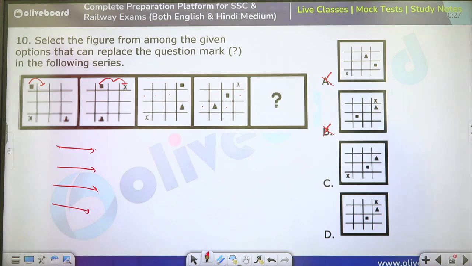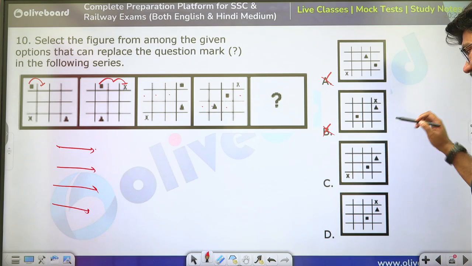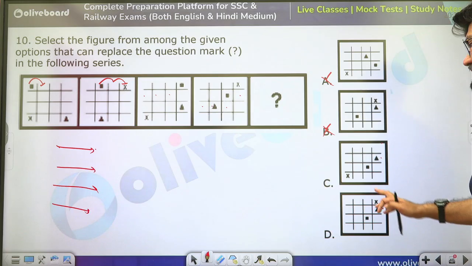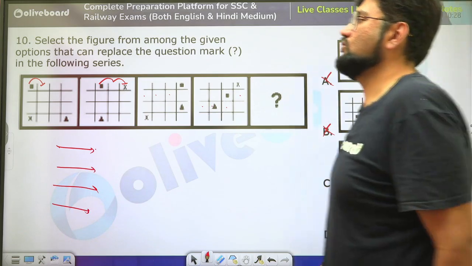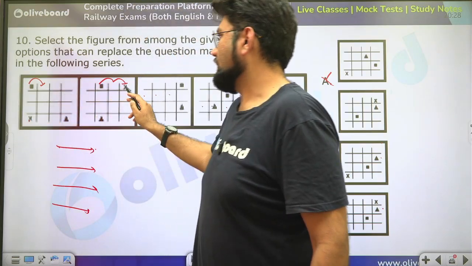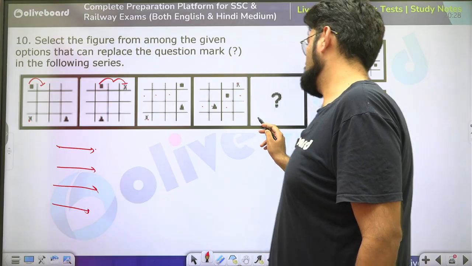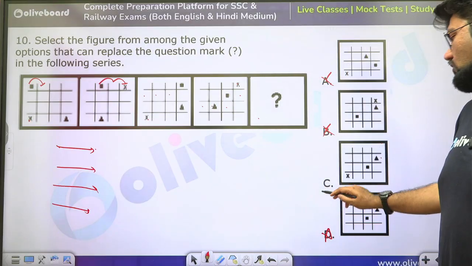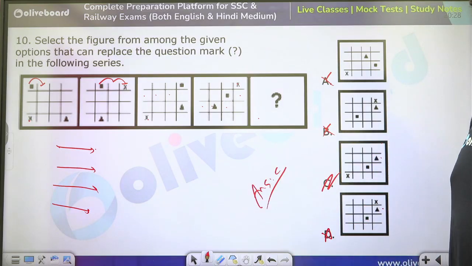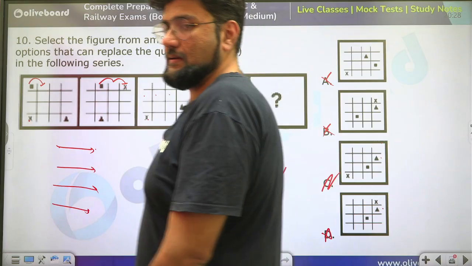Okay. Now, if you observe these two, the triangle is at the same position. So you're wasting your time checking the triangle now. What is left? Only the X, the cross, is going to give you the correct answer. Cross was here, bottom left, top right. Bottom left, top right. So bottom left again. So this is also gone. Option C is the correct answer. Alright. Good one.